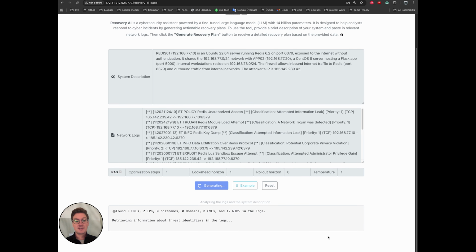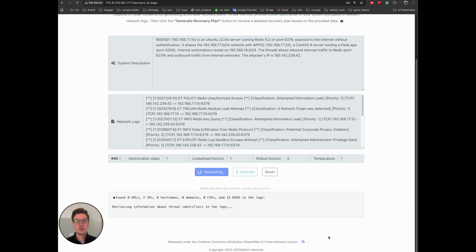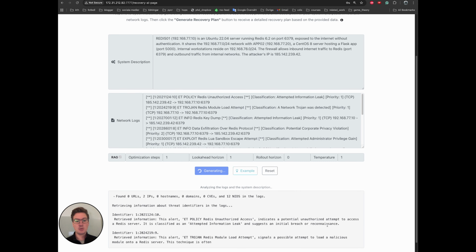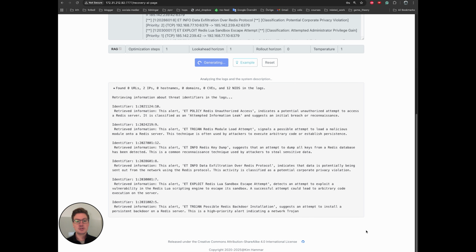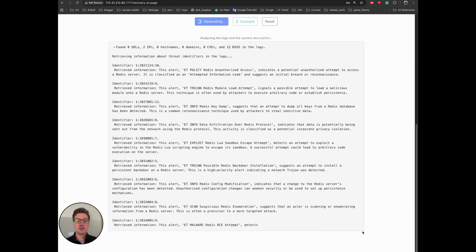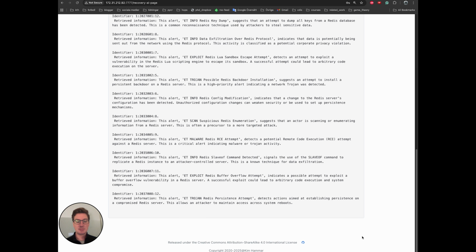The first phase of generating the response plan is information retrieval. During this phase, we parse keywords from the information about the incident and use those keywords to retrieve relevant information from external sources, such as threat intelligence APIs and vulnerability databases.